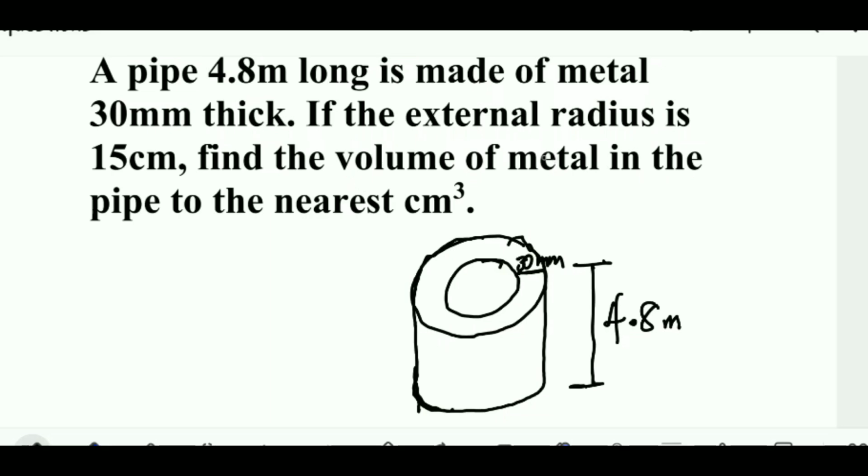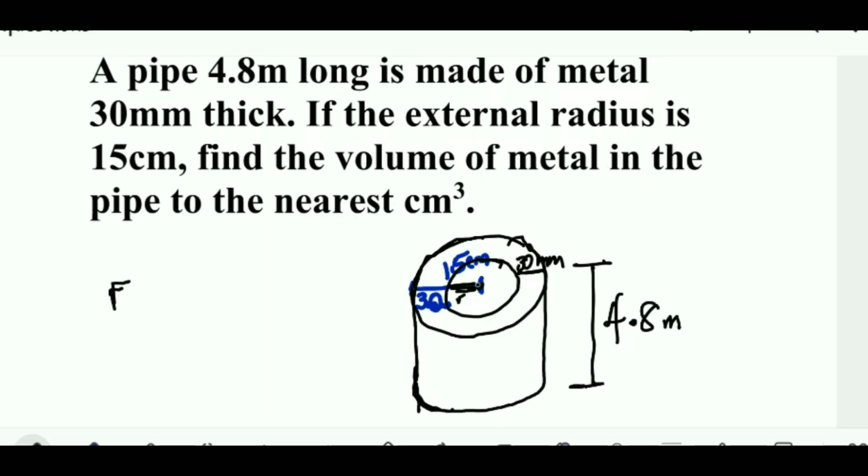If the external radius is 15 centimeters, so this is the center of the circle. This is going to serve as my internal radius because I have two circles formed here. This is my small r, internal radius, and this is my external radius. The external radius is given as 15. So from here to this point is 15 centimeters. I know this thickness as 30 millimeters. So that means I can actually find my radius.